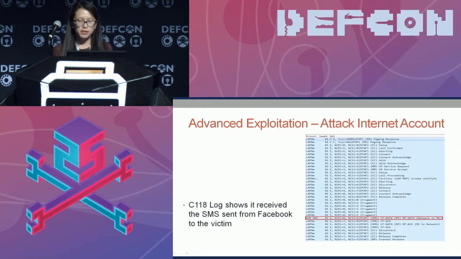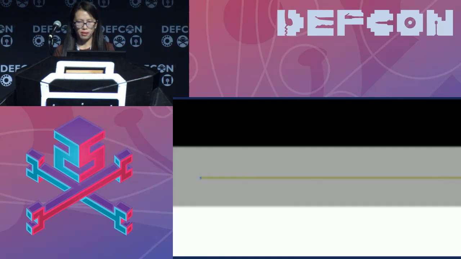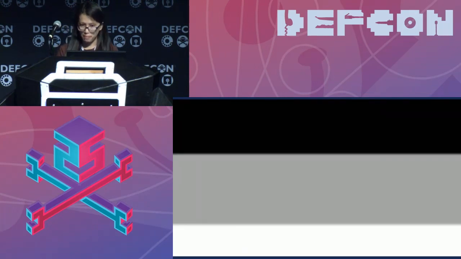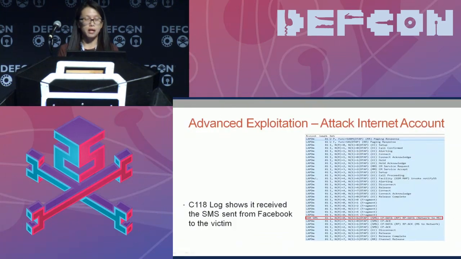This picture is the screenshot of the C118's log. The record in the red rectangle proves that the C118 received the verification short messages sent from the network. It says CP data network to MS.